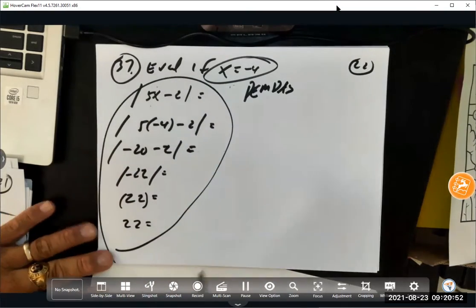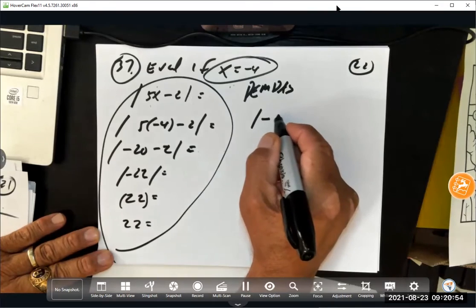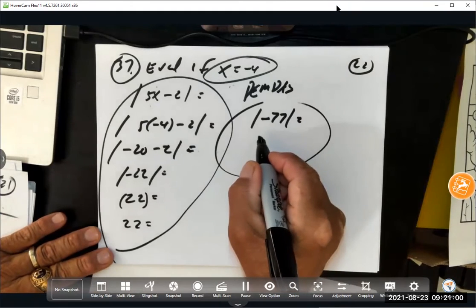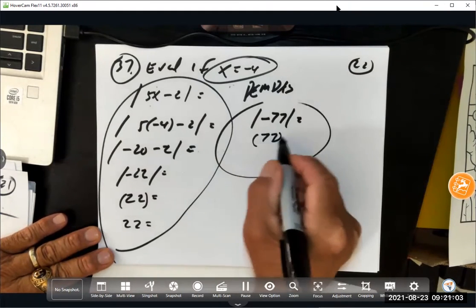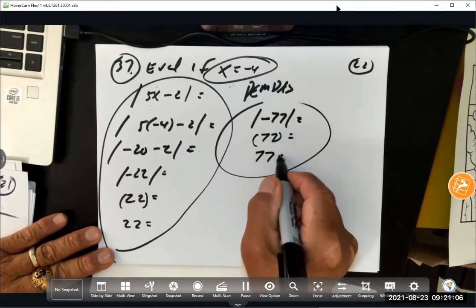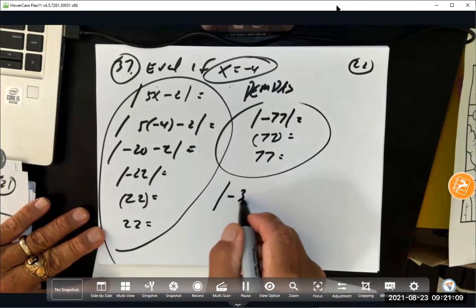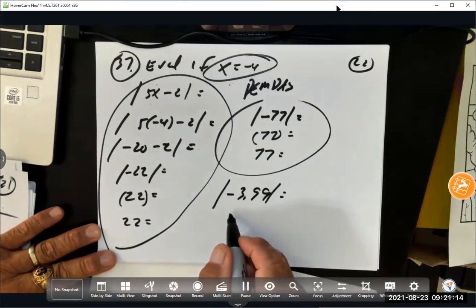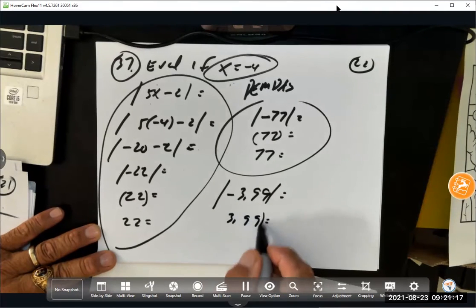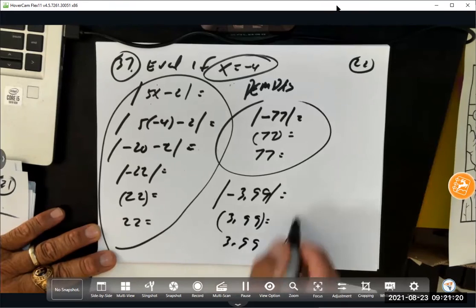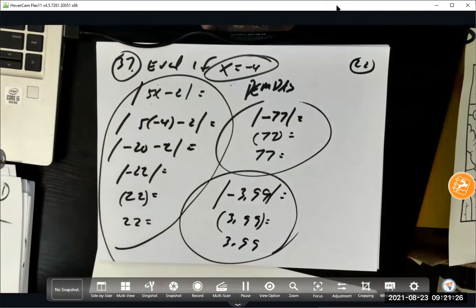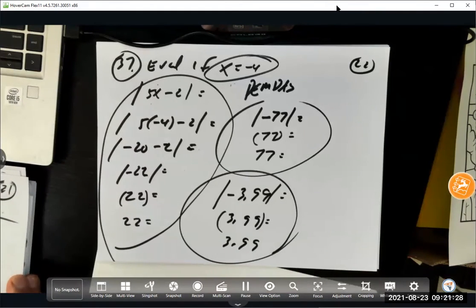Is that all right? Let me ask another question. If I have the square root of the absolute value of -77, what do you think the answer is going to be? 77. Yes, it just becomes 77. If I have the absolute value of -3.99, that becomes 3.99. Does that make sense? Absolute value just converts it to a positive answer. That's all. Okay, then we go to number 38.